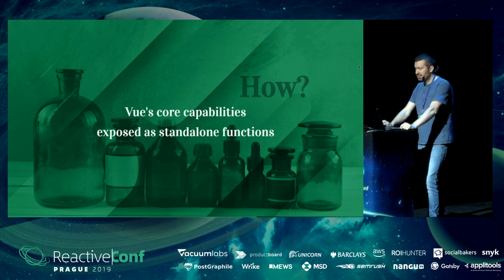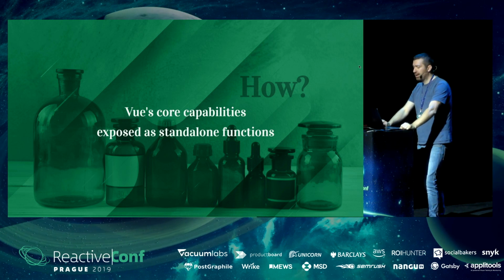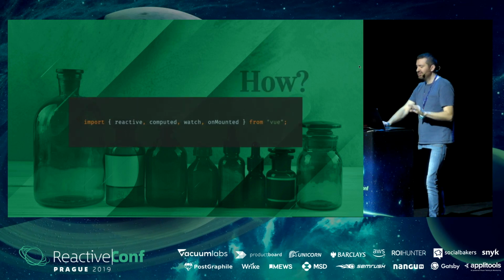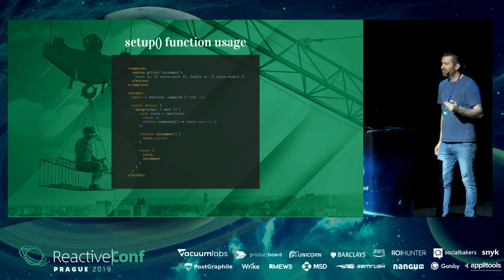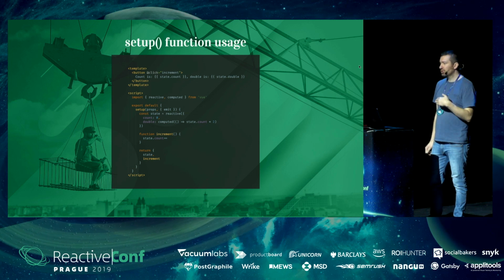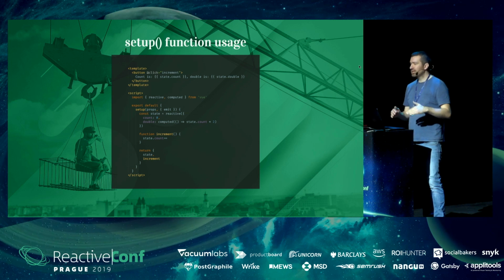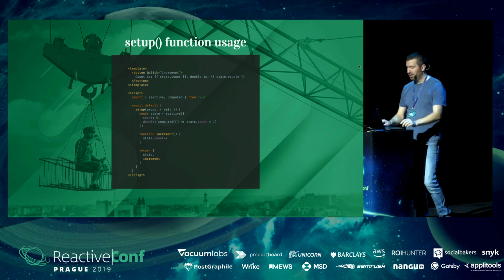But how is it possible? We carefully extract all Vue's core capabilities into standalone functions. These functions can be easily imported and then used inside the new setup option in which you return something. If you return something, these things are accessible inside the component's template. And these APIs are standalone functions, not connected with the component, so you can easily group them how you like, move them outside the component definition, or even extract them into another file.